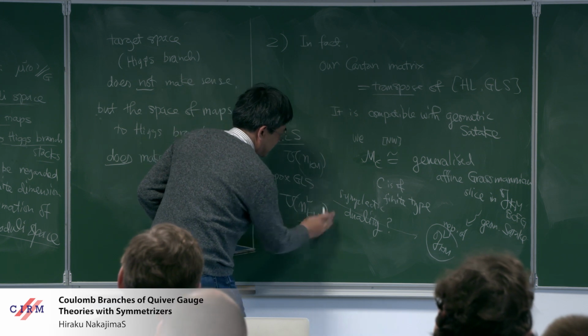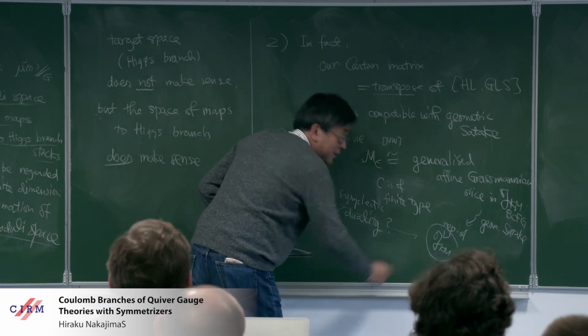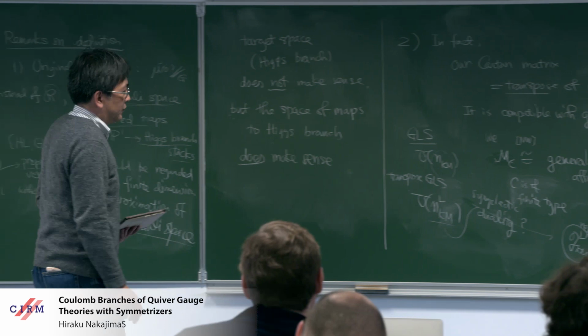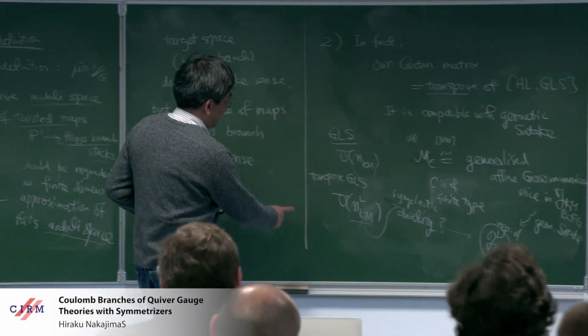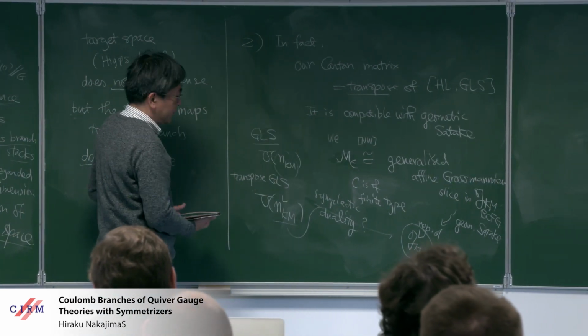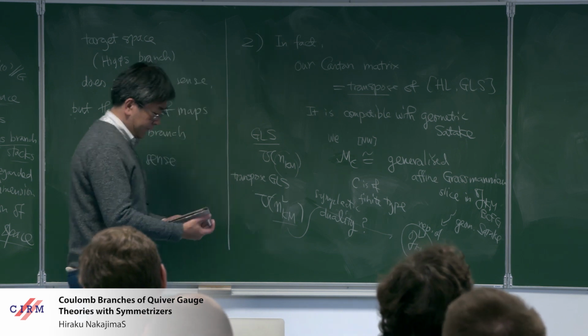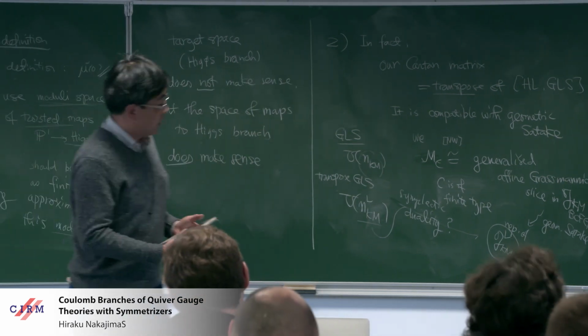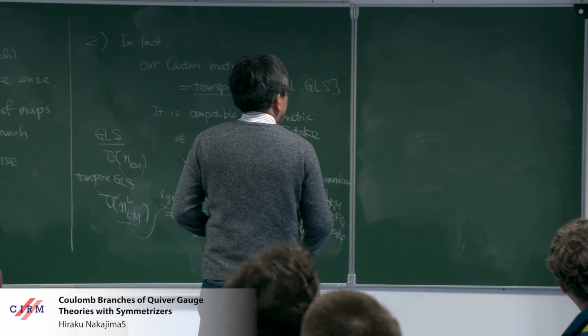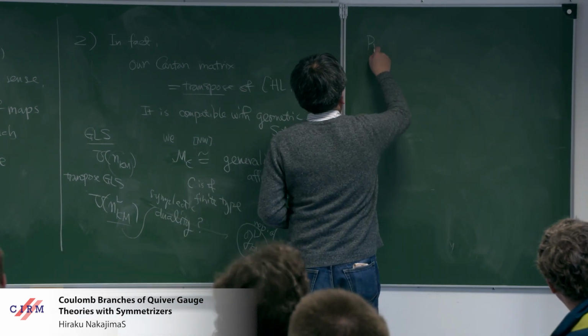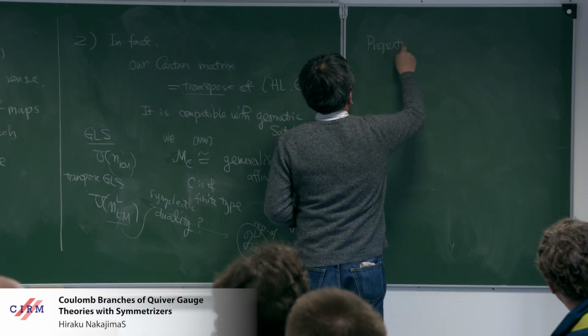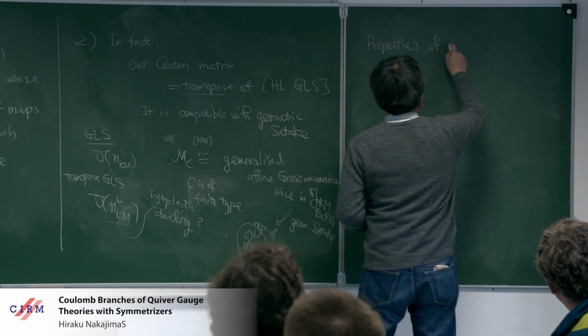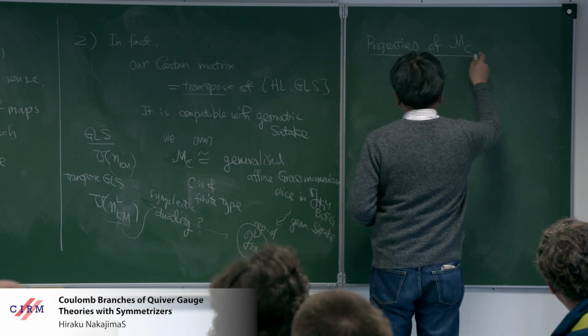So this should correspond to this Katsumudi in symplectic duality. So that means we must replace the Cartan matrix by its transpose in this. Okay, so I will give some properties of these Coulomb branches.